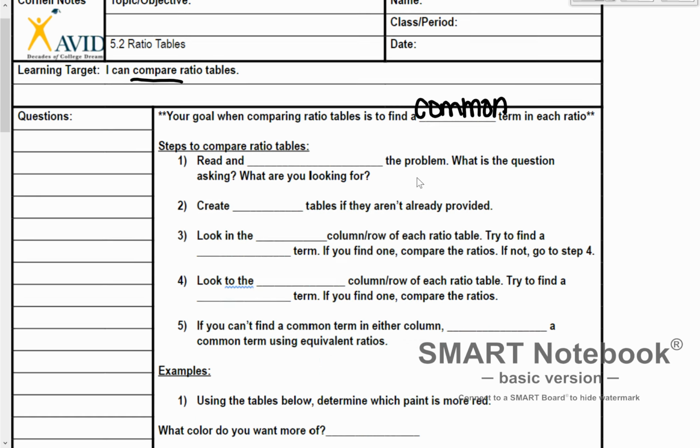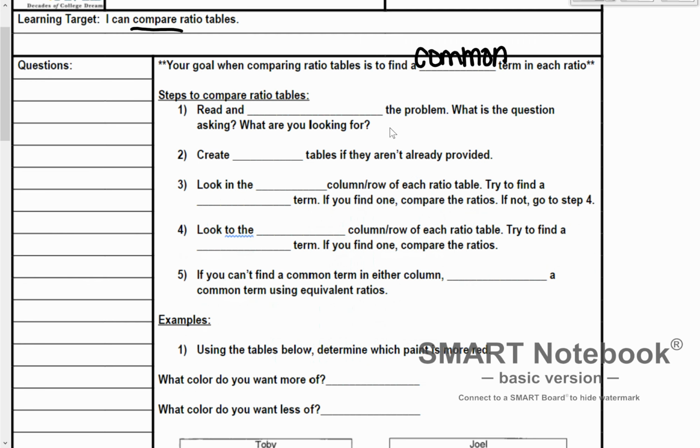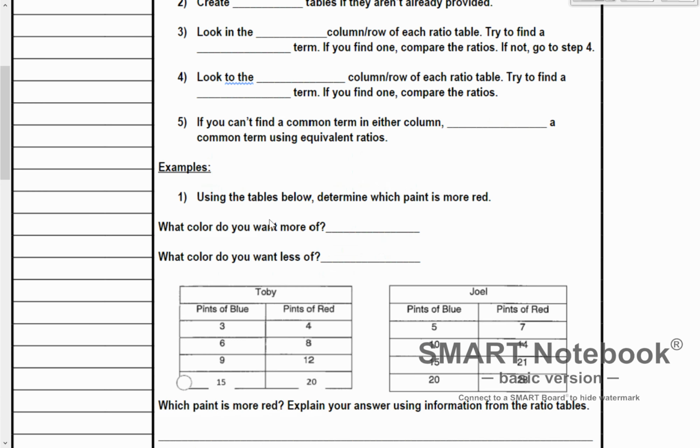So our first step when we are comparing ratio tables is to read and understand the problem. What is the question asking? What are we looking for? While we're filling out these steps, we're going to go down and do example number 1.